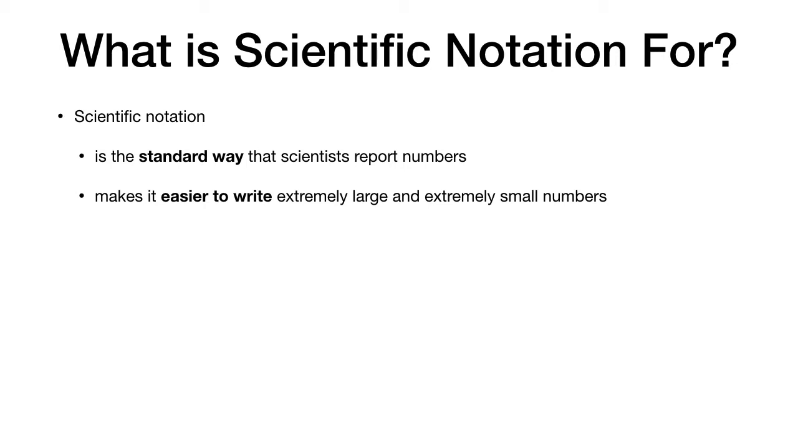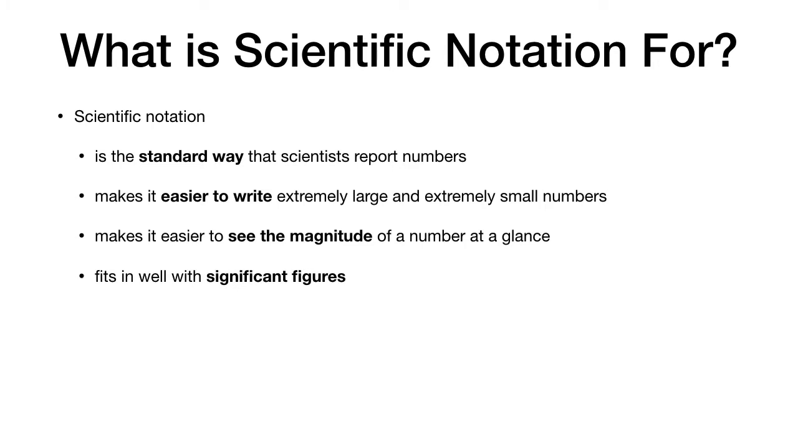Additionally, the most important thing about the number is how big it is, basically. You know, how many zeros are there? How many digits long is it? How many zeros after the decimal before we start seeing numbers? So scientific notation makes it easier to see the magnitude of a number just at a glance. And then finally, it fits in well with significant figures.